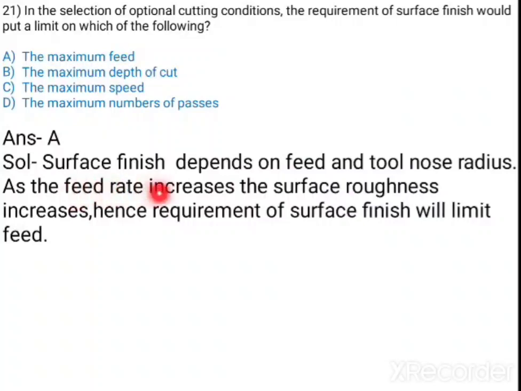As the feed rate increases, the surface roughness increases. What is it going to tell here? When you increase the feed rate, your surface roughness is also going to increase, hence requirement of surface finish will limit the feed. So the maximum feed, that is the correct answer, not maximum depth of cut, maximum speed, or maximum number of passes. The only requirement is that the surface finish will limit the feed, the maximum feed. So option A is correct for that.